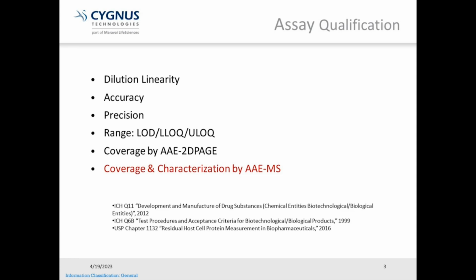These are the criteria that need to be established or passed before an ELISA can be used to monitor your process. You must first conduct dilutional linearity, accuracy, precision, and then determine the range of your assay. This includes determining the limit of detection, the lower limit of quantification, and the upper limit of quantification. With those tests passed, the next thing you would do is determine antibody coverage, and this can be determined by antibody affinity extraction coupled with 2D PAGE and silver stain detection. If available, you can also characterize your assay in more detail by performing antibody affinity extraction coupled with mass spectrometry.